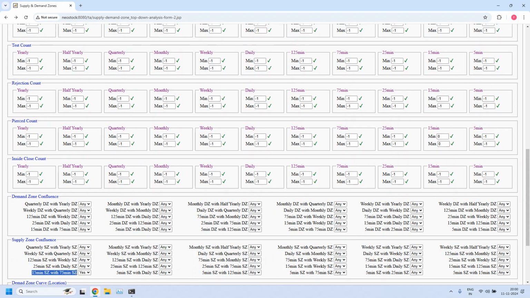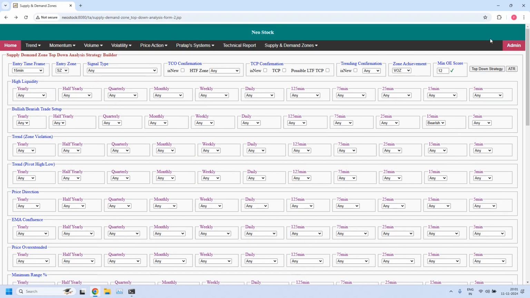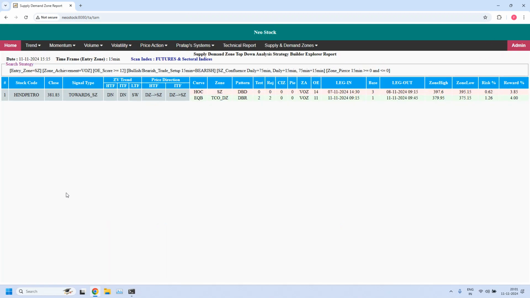So the first filter is already enabled. Next filter, 15 minute supply zone with daily supply zone confluence. Next, 75 minute supply zone with daily supply zone confluence. With all the 3 filters, LTF, ITF, HTF supply zone confluence, we got only 1 stock.